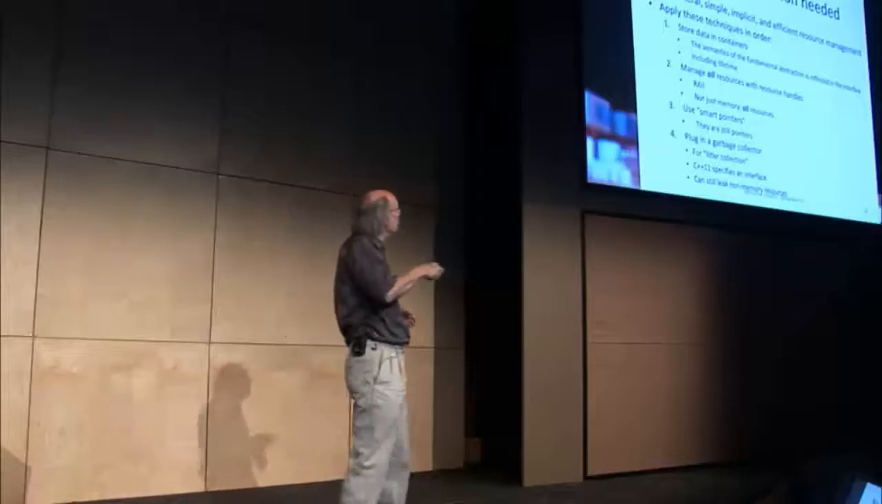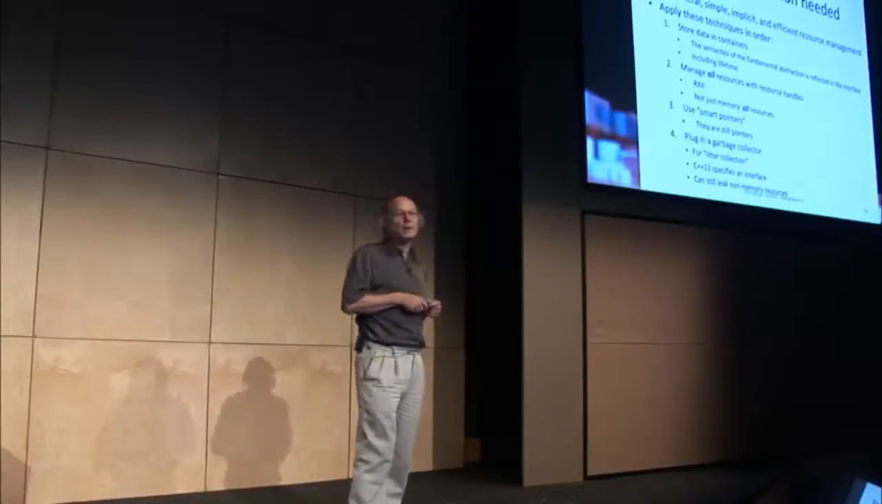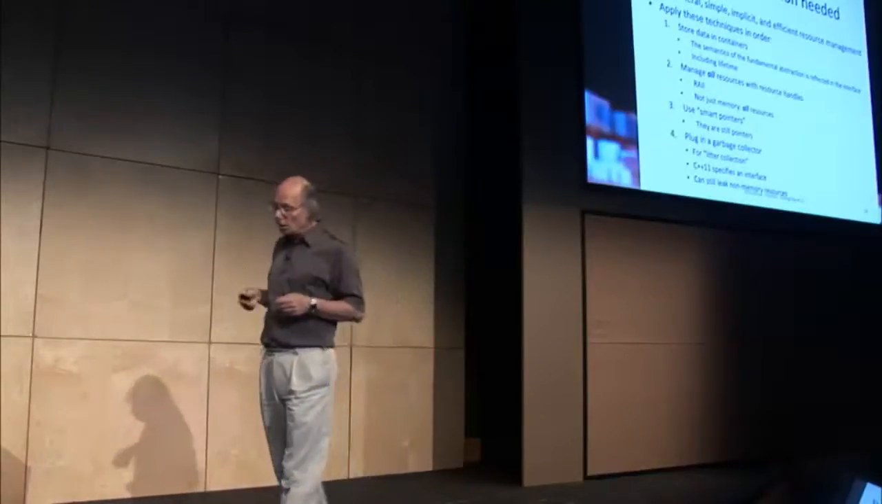And we get what's known as litter collection. There shouldn't be much garbage because we've already dealt with most of it, so it's relatively cheap. C++11 specifies an interface for this, and it can still reclaim non-memory resources, and it can be efficient and effective, and you can do it if you want to.